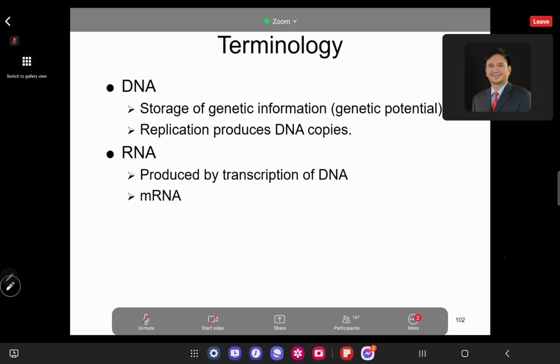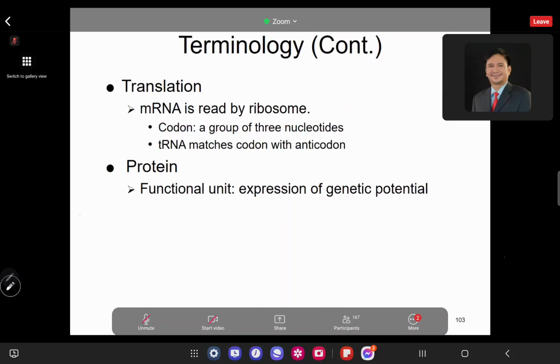We have your messenger RNA acts as a template for protein synthesis during translation. So a mutation in DNA can lead to genetic disorder or cancer. We have also RNA-based therapeutics like your mRNA vaccines are revolutionizing medicine by targeting specific diseases. Another term is your translation. mRNA is read by ribosomes to produce proteins.